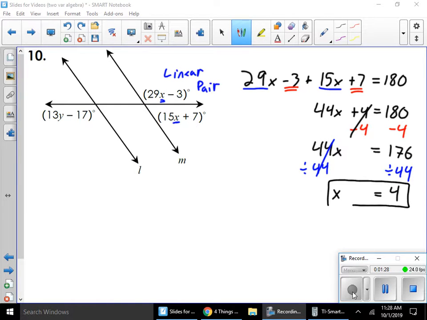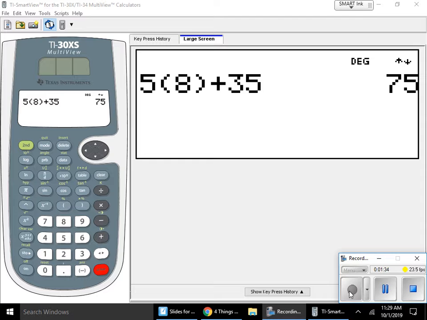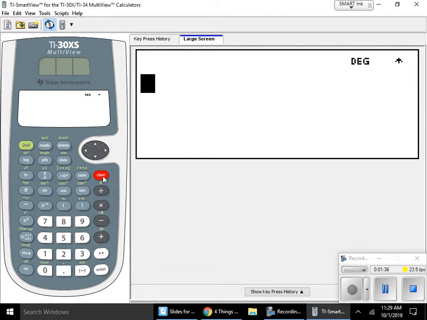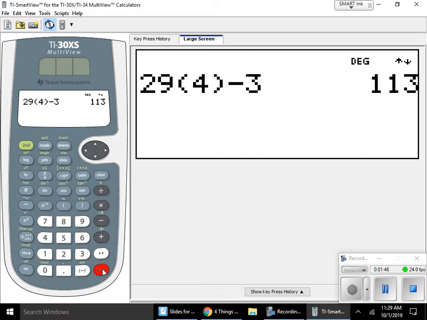Now when you find a value for x, it's a good idea to go double check your work. So we found that x is 4. We want to substitute that into those original expressions. 29 times 4 minus 3 gets me a value of 113. And then we also have 15 times 4 plus 7. Gets you a value of 67.